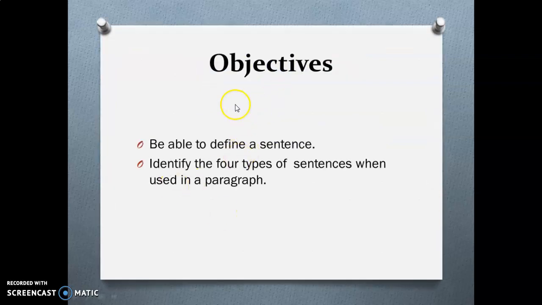The lesson objectives are that by the end of this lesson, you will be able to define a sentence and also identify the four types of sentences when used in a paragraph.